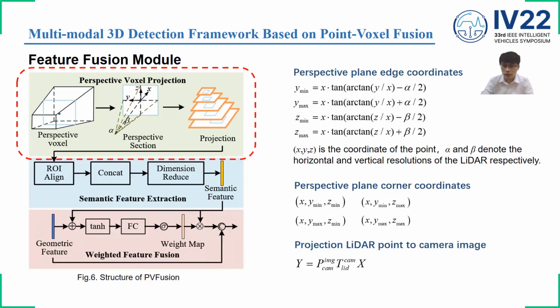To ensure that each point is at the center of a separate voxel, we set the angular interval of the perspective voxel according to the LiDAR resolution and set a small length. For simplicity, we project the four corners of the section where the point is located instead of the 8 corners of the perspective voxel. We first obtain the four sides of the section and then get the four corners of the section. Finally, we project the corners onto the image feature maps to obtain regions of interest.